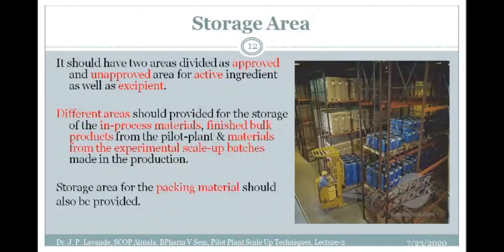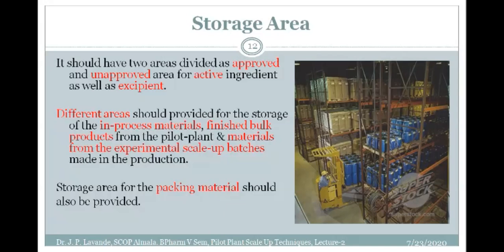The storage space, we require the storage space for the finished products, we require the storage space for the in-process materials, then for the active drug, for the excipients, for the approved and the unapproved drugs. So the storage area should have two areas divided as approved and unapproved area.